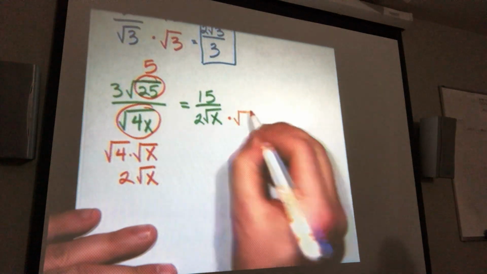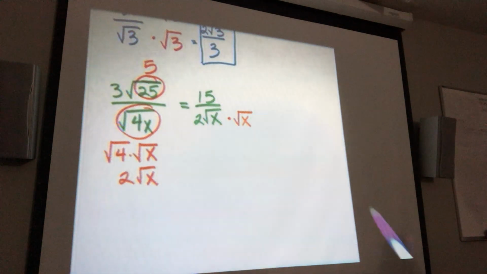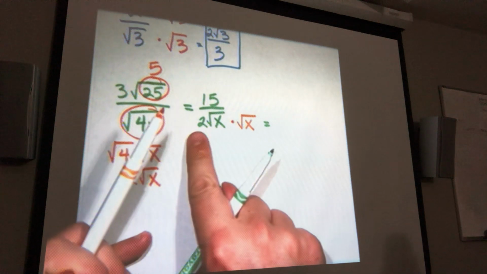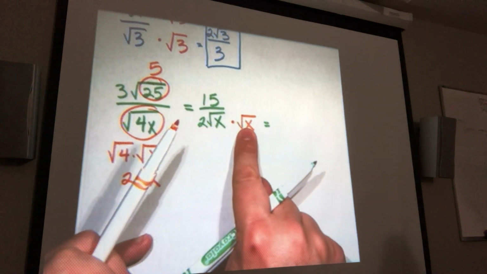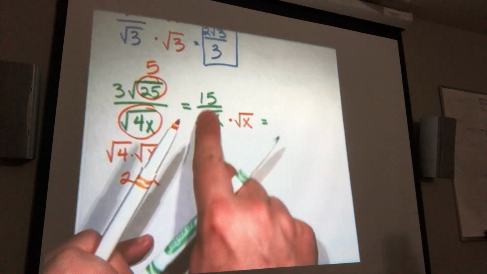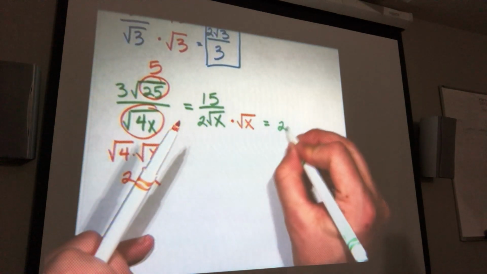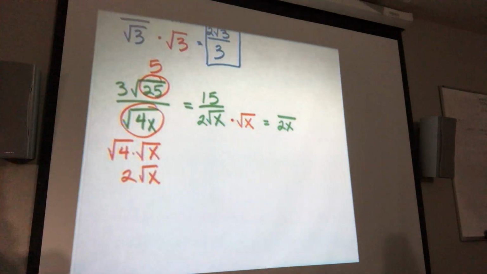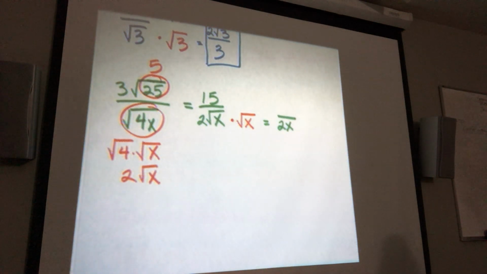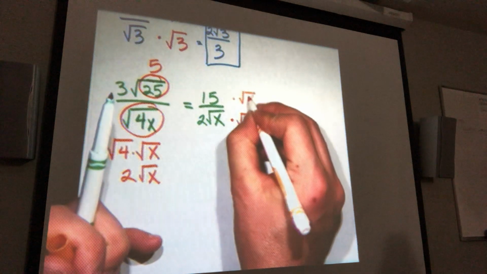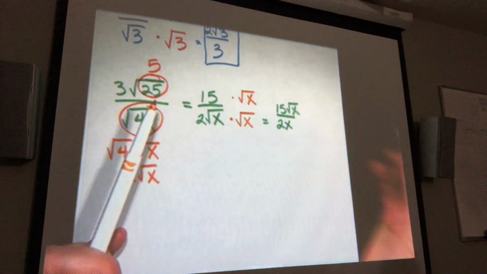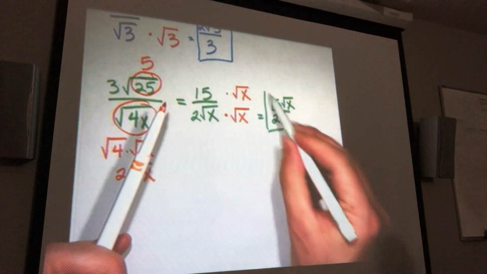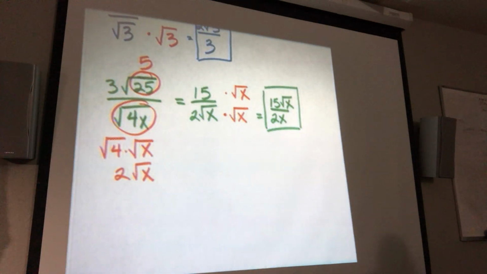I'm just going to multiply by the square root of x, which is going to give me, on the bottom, 2x. Square root of x times square root of x is x. Square root times itself just removes the square root. So that's going to give me 2x in the denominator. I have to do the same thing in the numerator, times the square root of x. So that will give me 15 root x. The numerator is gross, but I don't care. My goal was to simplify the denominator. Mission accomplished.